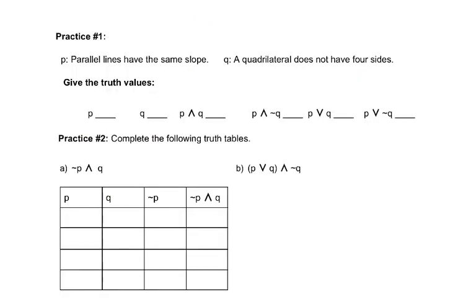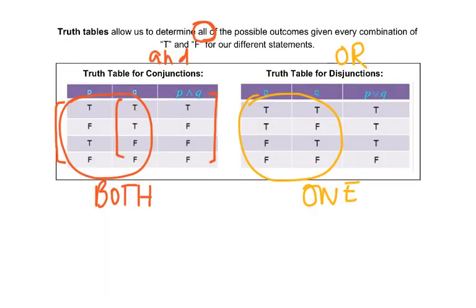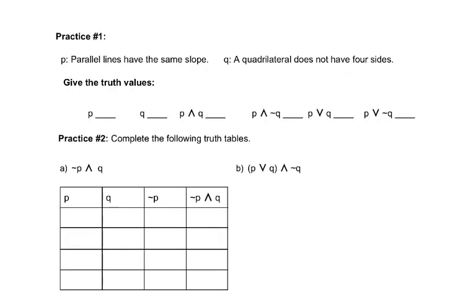So let's look and try some more. So we're just trying to figure out the truth values for each of them. So parallel lines have the same slope. I'm going to give you a little bit. Maybe you can try to fill these in for yourself. You can pause the video here and try it on your own. Whoops, I didn't mean to go back. So parallel lines have the same slope. That is going to be true.